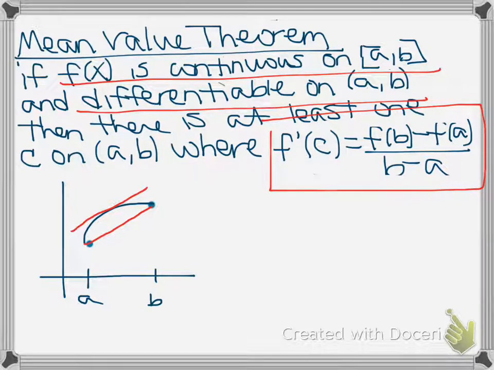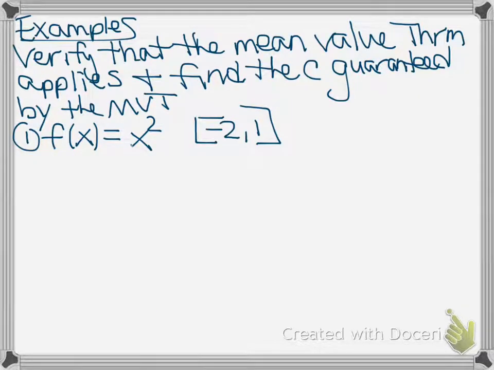The slope of the secant line equals the slope of the tangent line. That's what we're getting at with the mean value theorem. Let's knock out an example. Verify that the mean value theorem applies. Find the c guaranteed by the mean value theorem.